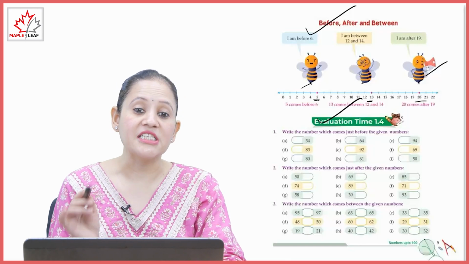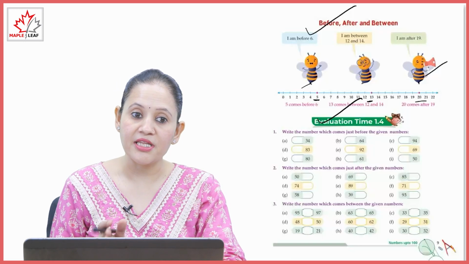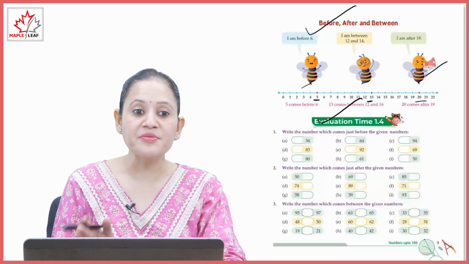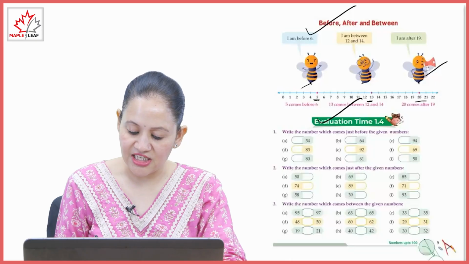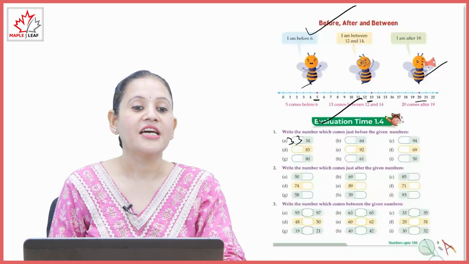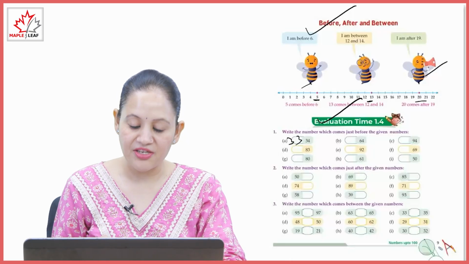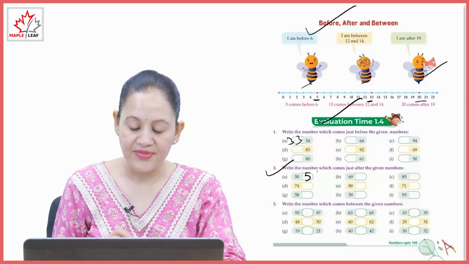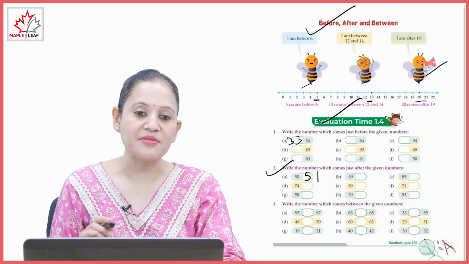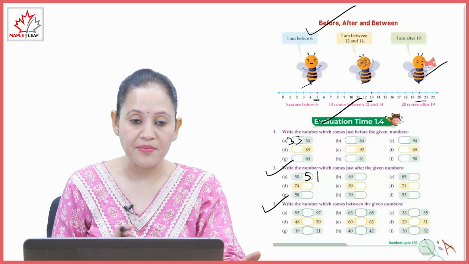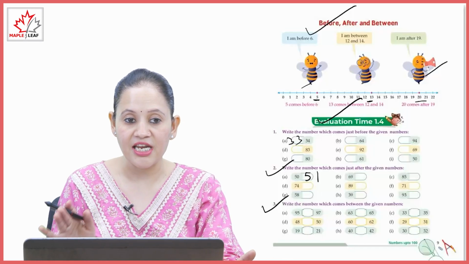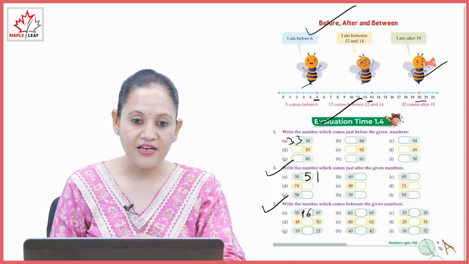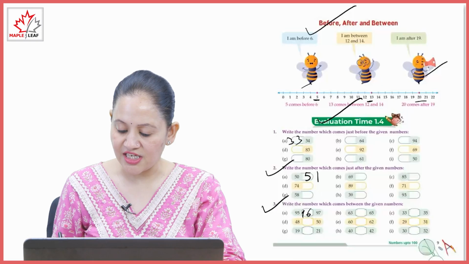Write the number which comes just before the given number. Means जो हमें number दे रखा है उससे just पहले कौन सा number आता है. So we know the counting. So what comes before 34? 33. Right. Next, write the number which comes just after the given number. So what comes after 50? That is 51. Next, write the number which comes between the given number. Means जो हमें number दे रखे हैं उनके बीच में 95 and 97 के बीच में कौन सा आता है? 96, 95, 96, 97. Clear? So इस तरीके से आप बाकी सारे questions करेंगे.